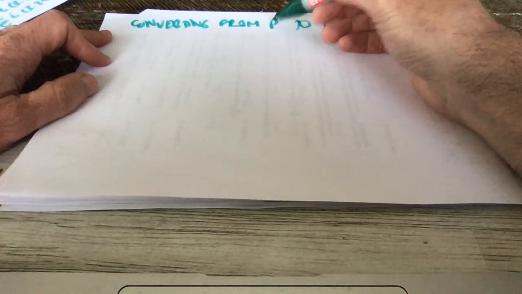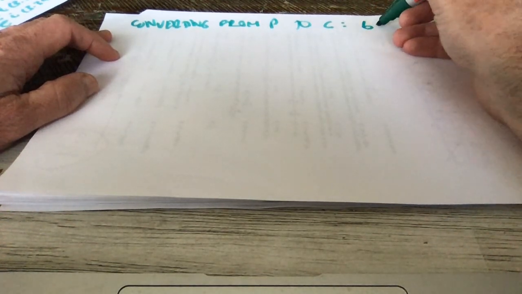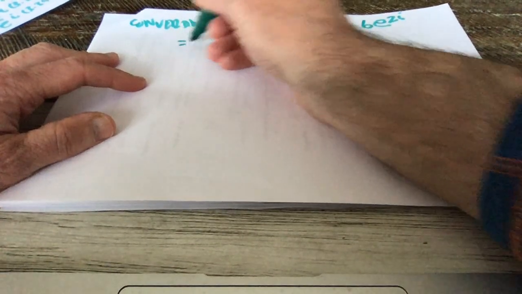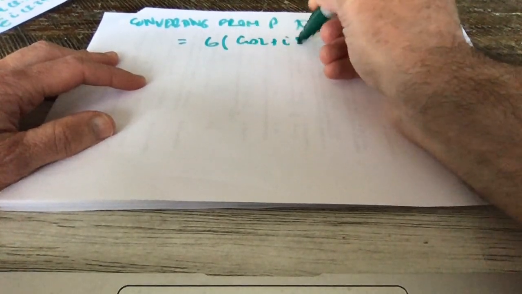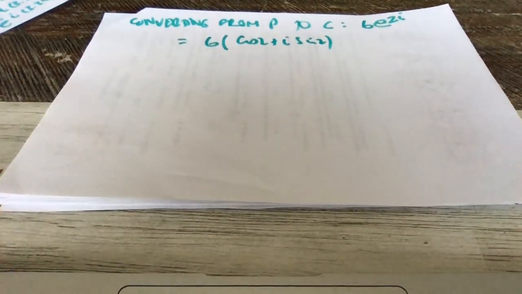So P stands for polar, C stands for Cartesian. I want to look at the number 6 exponential 2i. It's very, very easy because you just use De Moivre's theorem. It's cos of 2 plus i sine of 2. So do not forget that, guys.